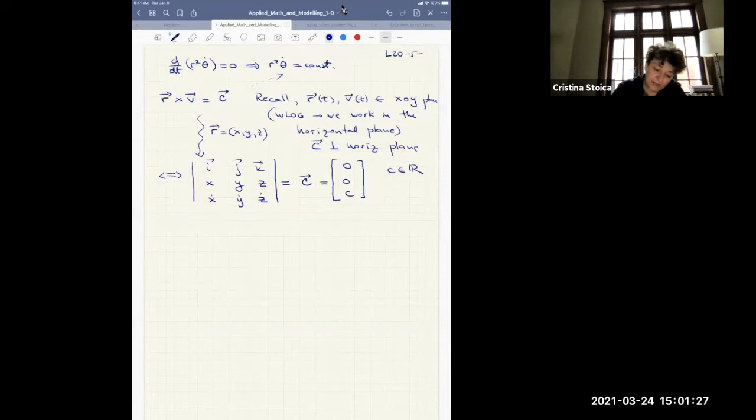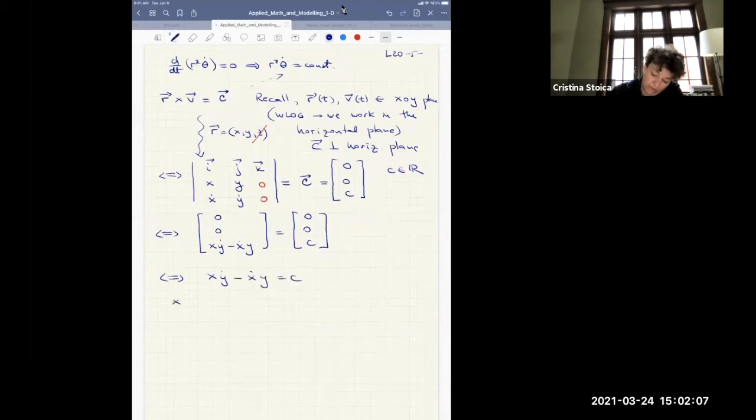Okay, and again, it's the same thing with r. So r has no z component, so these are not here. I can just take them out. All right, so when we do it, we'll have 0, 0, x y dot minus x dot y equals 0, 0, c. And then this kind of stuff equals c.